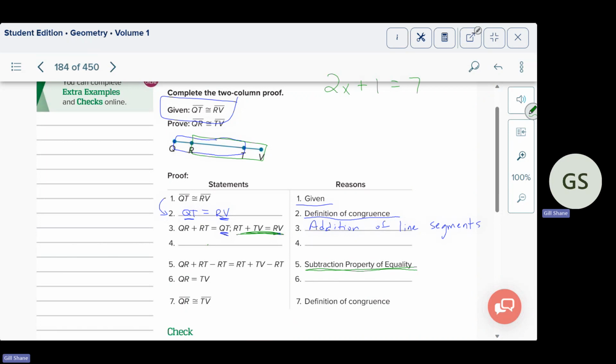2x plus 1 is 7. We want to solve for x. What's the first thing you do? You subtract 1, right? But if we subtract 1 there, what do we have to do? That's the subtraction property of equality.